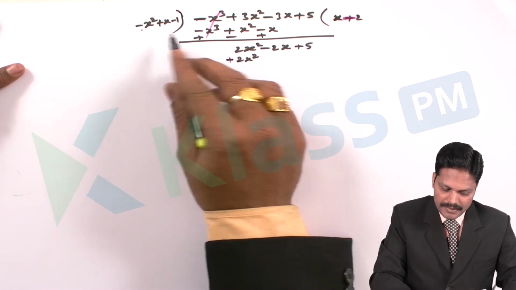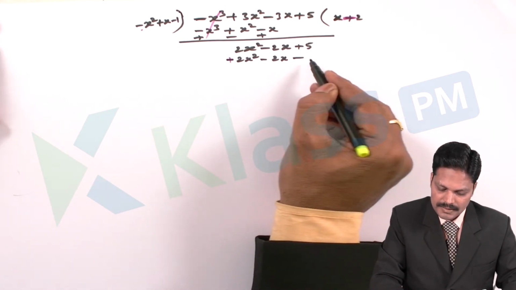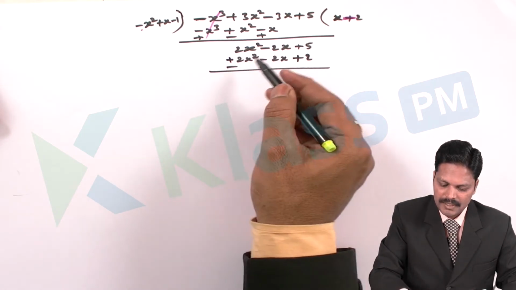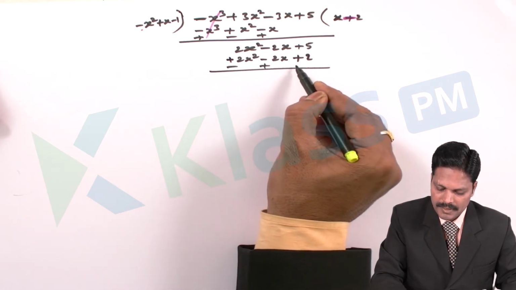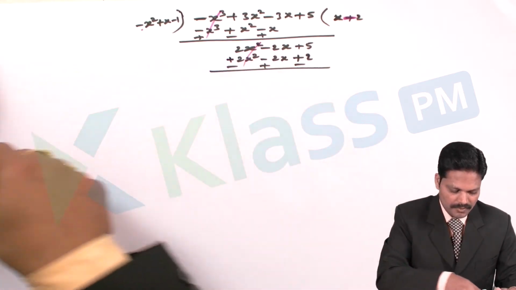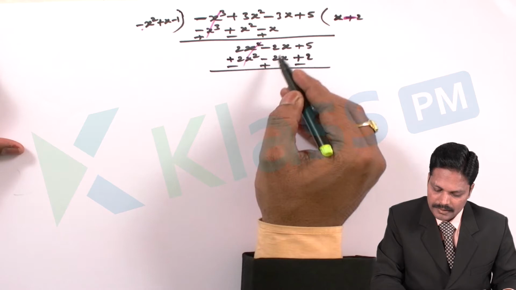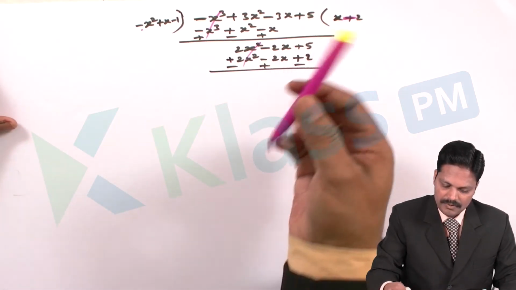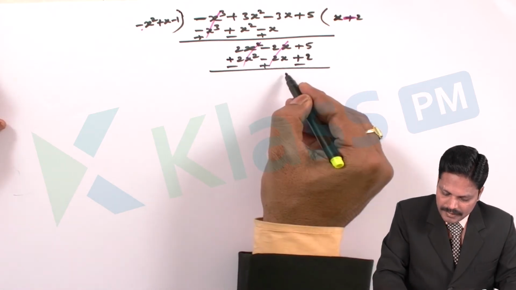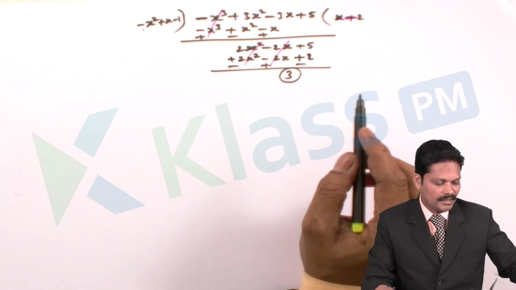So here minus 2x, minus into minus plus 2 we are having. Then I'm changing the sign, it already became plus minus, and it is plus, it is minus. So we cancel both the x square terms. Then these two terms plus minus will be cancelled, and the remainder is 3. So this is the closing step.